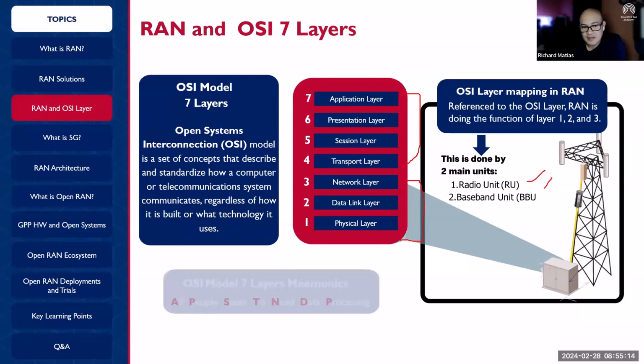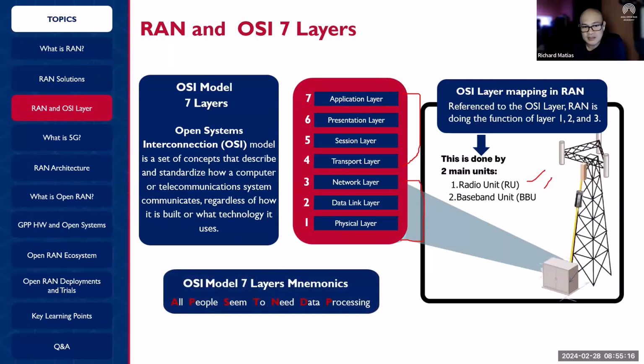Now, if you want to memorize these OSI layers in order, from physical, data link, network, transport, session, presentation, and application, you can use this mnemonic: All People Seem To Need Data Processing. This is the mnemonic to memorize the correct sequence of the OSI layers.